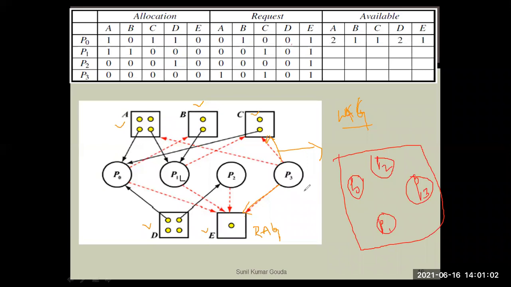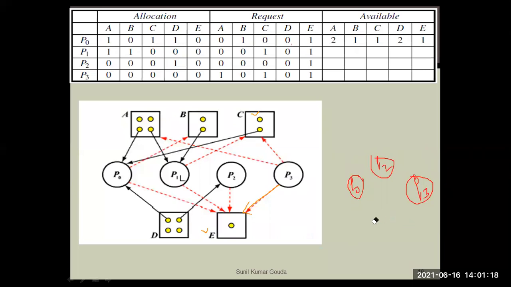Okay. So we can say this is a graph which is having no edges. Fine. Is it clear? So if there is no edges, there cannot be chances of forming a cycle. If there is no cycle, so I can say there is no deadlock.